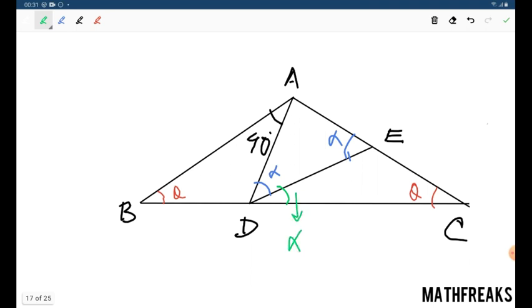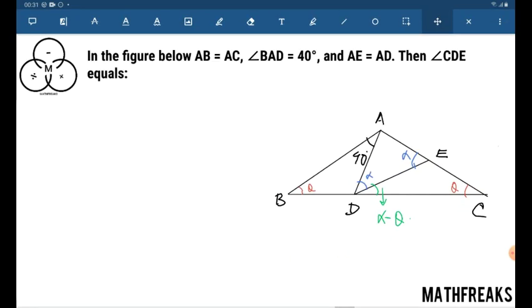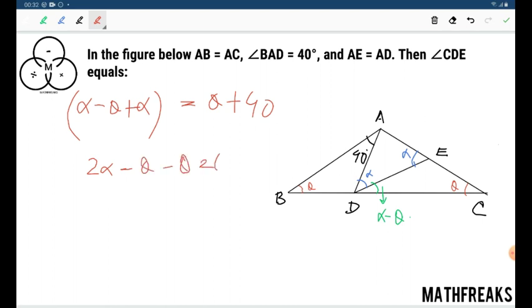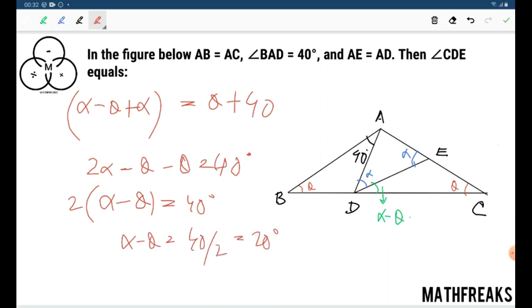So this angle is simply alpha minus theta. Now we can relate alpha and theta again by exterior angle property. How? Let's see. That alpha minus theta plus alpha equals to theta plus 40 degrees, 2 alpha minus theta equals to 40 degrees, or alpha minus theta into 2 equals to 40 degrees. Alpha minus theta equals to 40 by 2, 20 degrees.